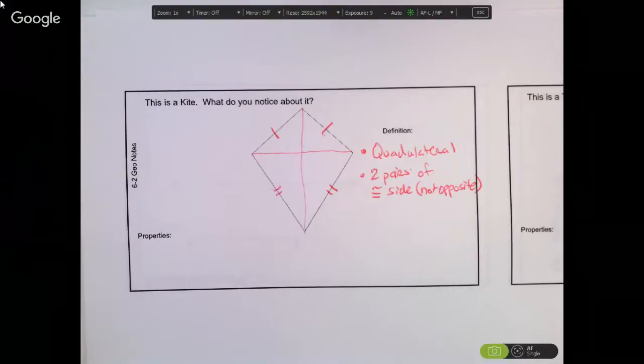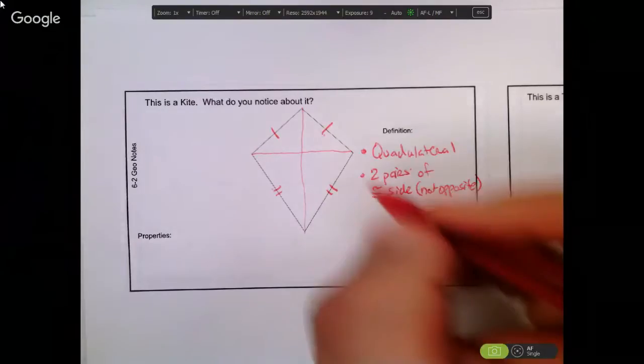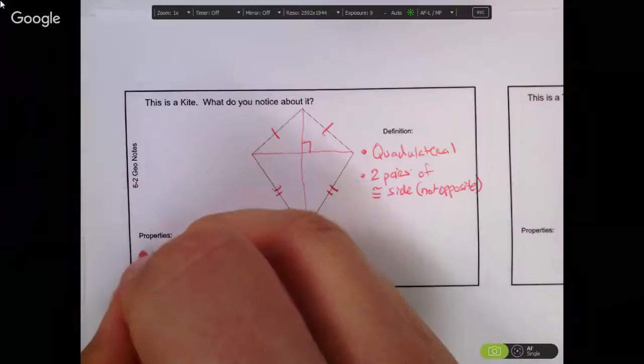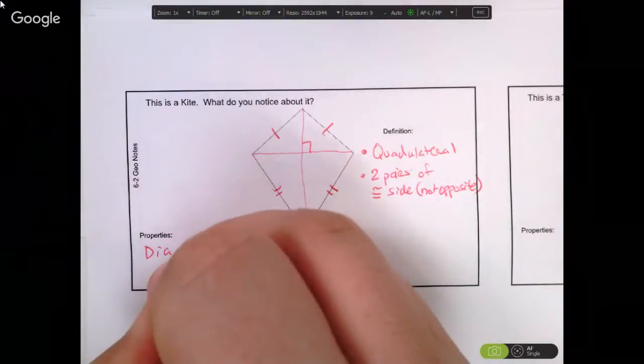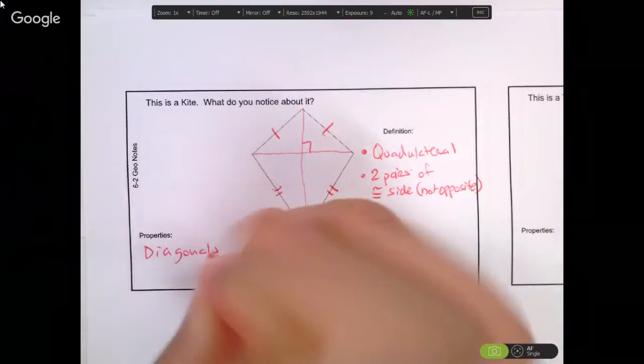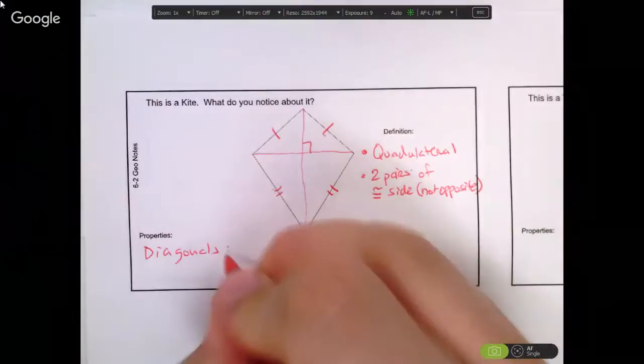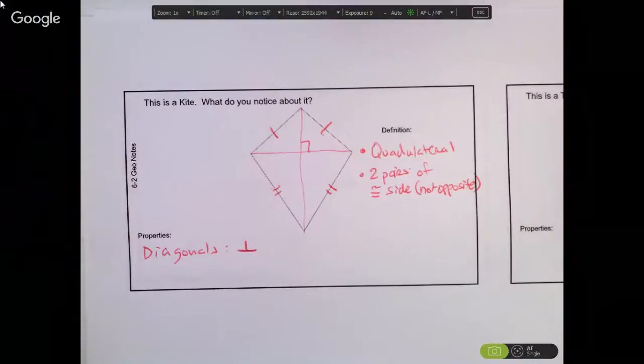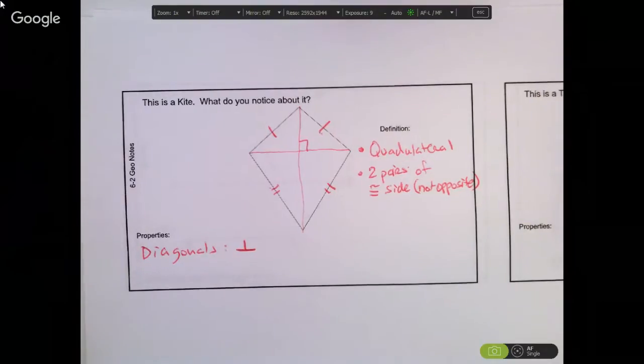Okay, so one thing that we should notice about its diagonals is something about the diagonals' intersection angle. This is always going to be 90 degrees, okay? So one thing for properties, diagonals are perpendicular. Okay, we know that symbol now? Okay, that means perpendicular. It means they meet at 90 degrees. Is the symmetric thing important?